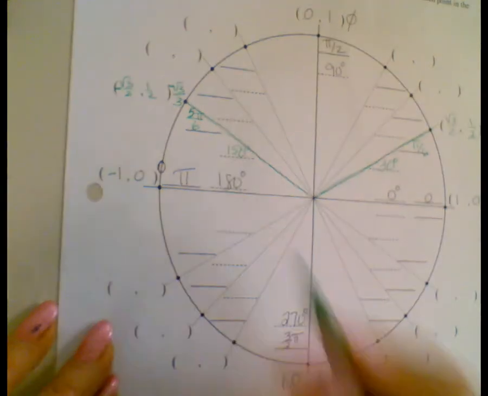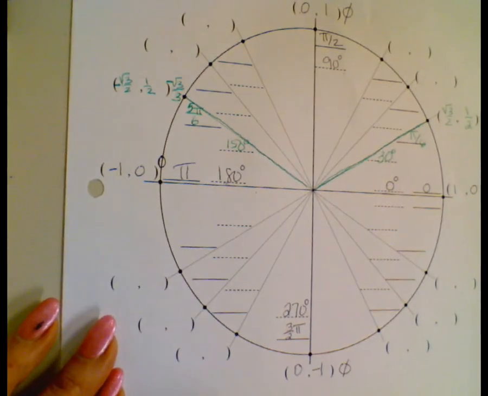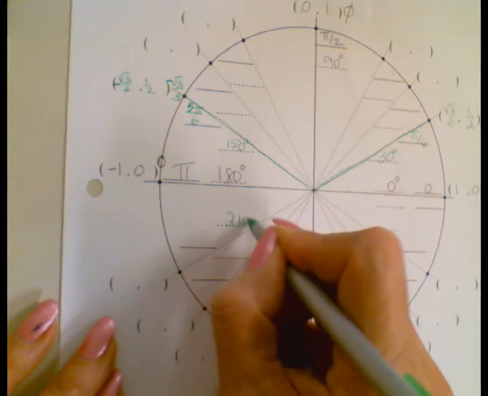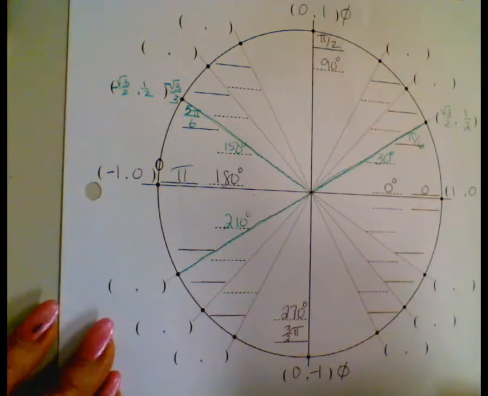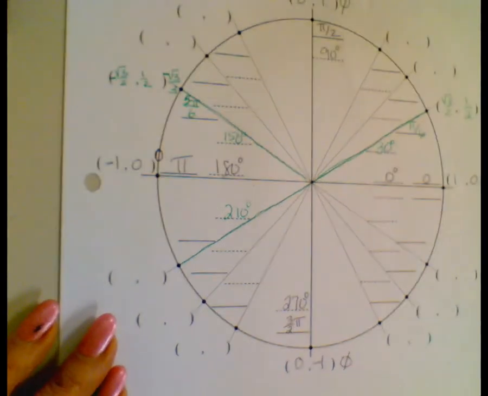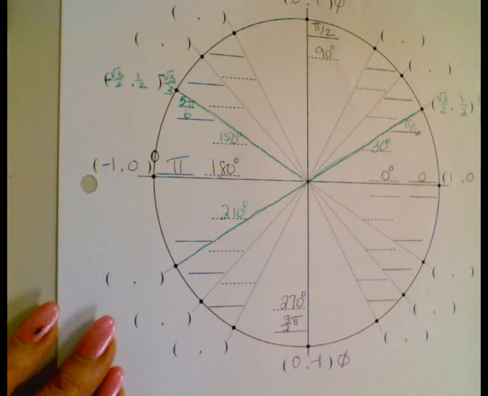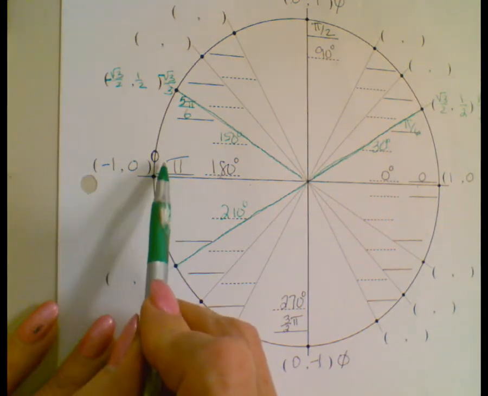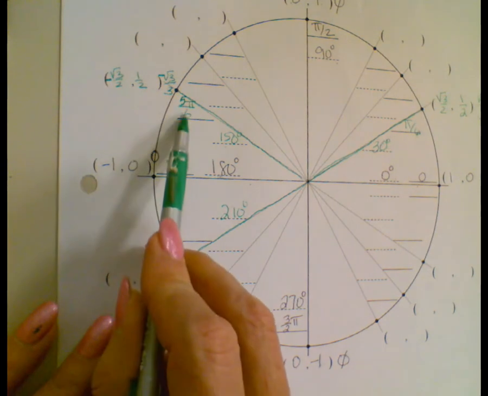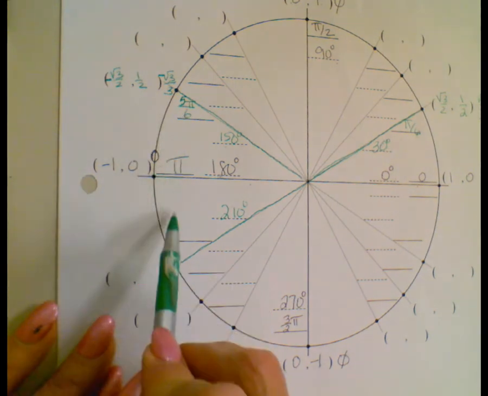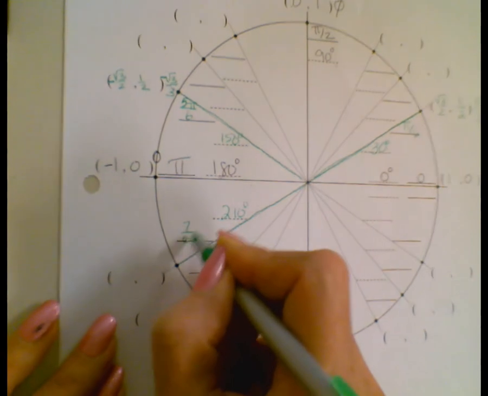What's 180 plus 30? So this is our third green line. It's 30 degrees away from the x-axis. That is 210. In terms of 6 again, this pi, you have to think of pi as 6 over 6. So one less than that is 5 over 6, and one more than 6 over 6 is 7 over 6.